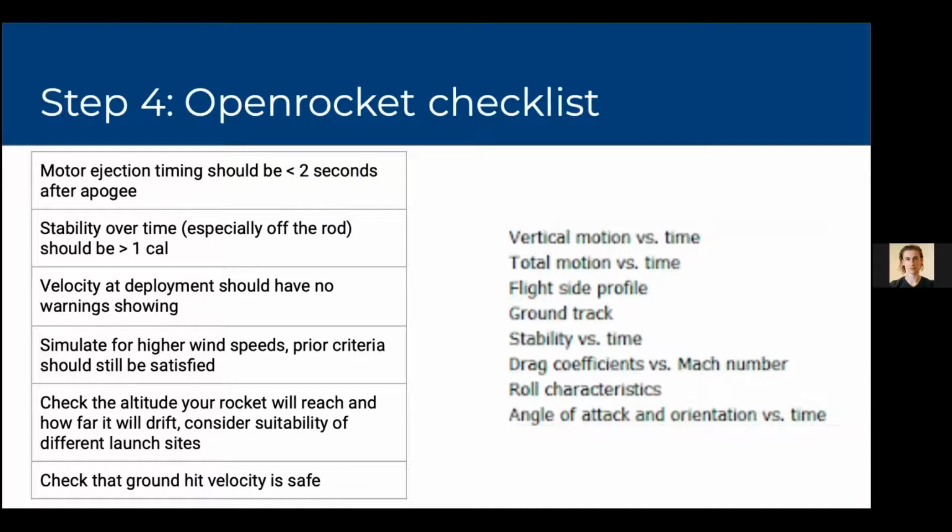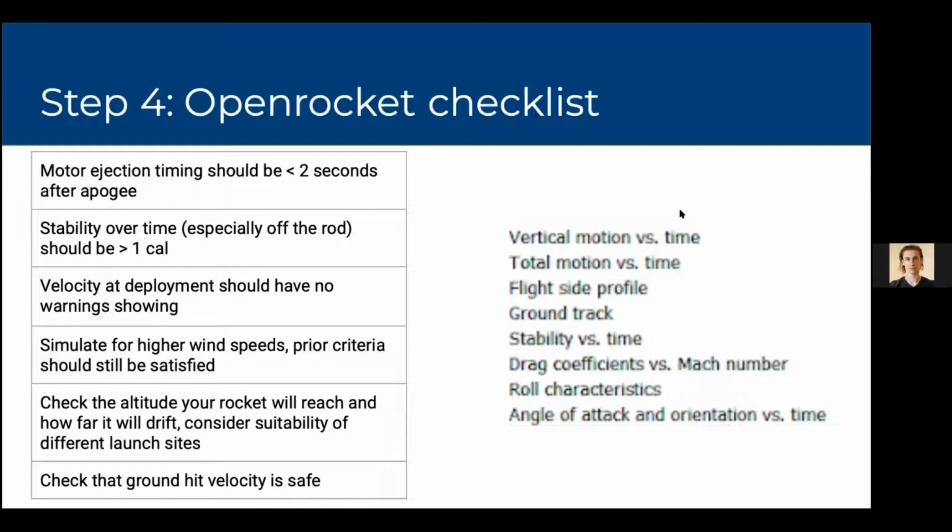So this is a rough checklist of what you want to make sure your design has in OpenRocket. We'll run through the checklist, and I'll be asking people what actual simulation option would be best for checking this criteria. An easy one to start off with: how do we check the timing of our motor ejection? We want it to be at most 2 seconds after apogee. What are we thinking? Chuck it in chat if you don't want to speak up.